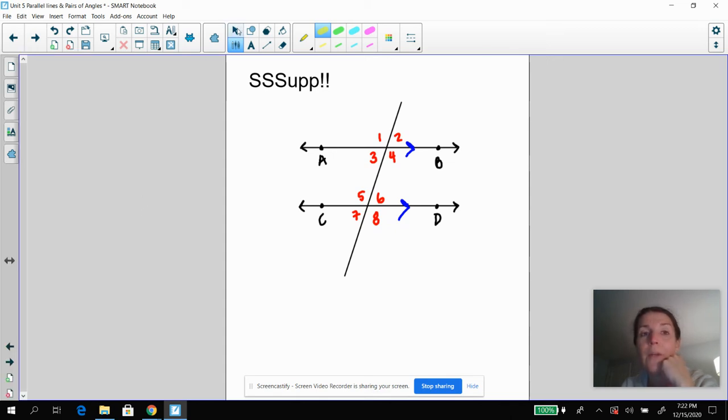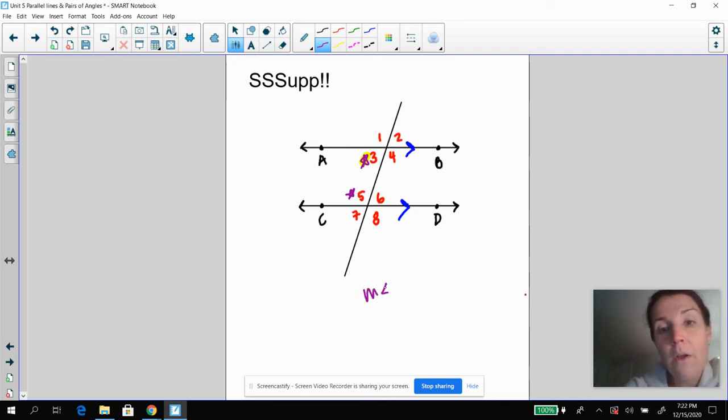All right, here we go. So here's the last one. This is same side SUP. So here's what we know. I have same side interior angles. So I've got angle 3 and I've got angle 5. These are same side interior, same side of the transversal, and they are inside my parallel lines. These guys are not congruent to each other, but they are supplementary. So I know that the measurement of angle 3 plus the measurement of angle 5 equals 180 because of SUP. Cool? Pause the video.